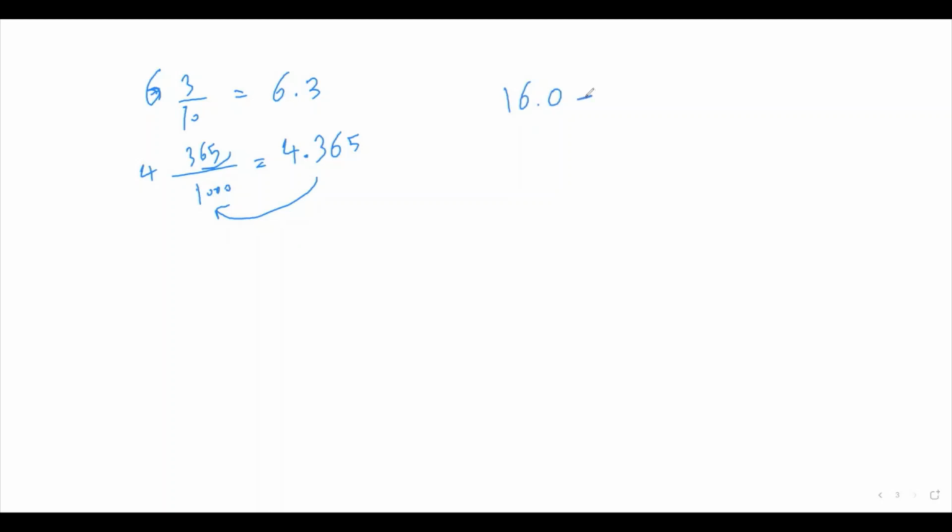16.0 minus 9.2 minus 5 point, okay, 36. So you find the answer in decimal and then convert it to a fraction. So try to do it in your mind.